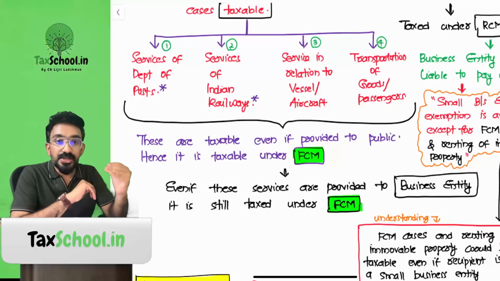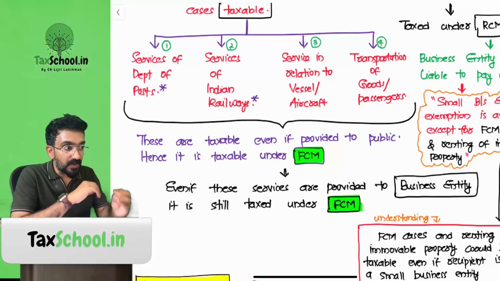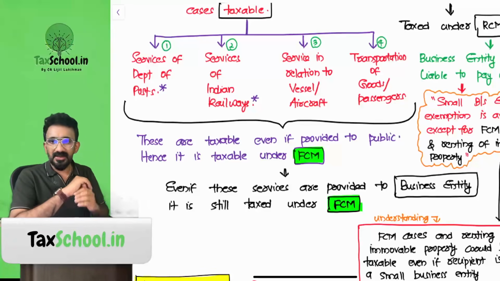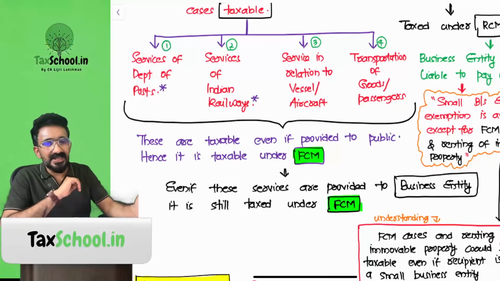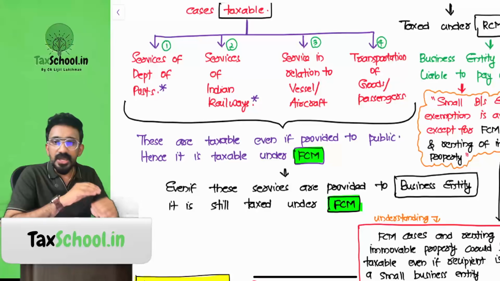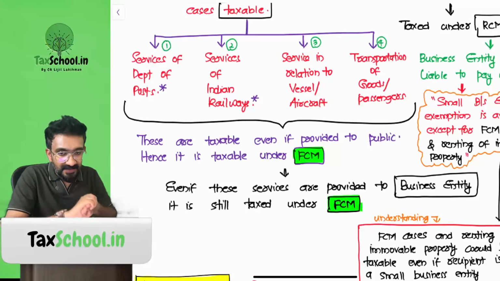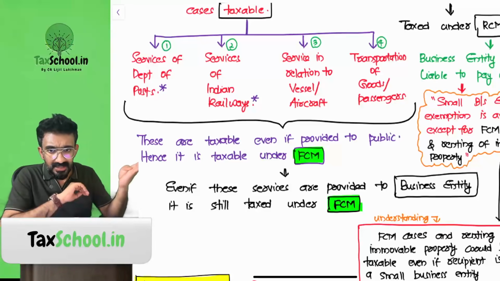Now, the next question is, should I separate then? If at all the Department of Post is providing services to a business entity, should I make that alone under RCM? They said it will be a little difficult for the Postal Department to understand whether it's a business entity or the public. So let's do one thing. These four services, since they are taxable to the public, and to the public I can only bring FCM, they decided to make it FCM even for business entities. That's what I've written here.